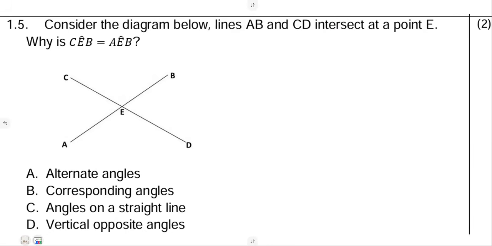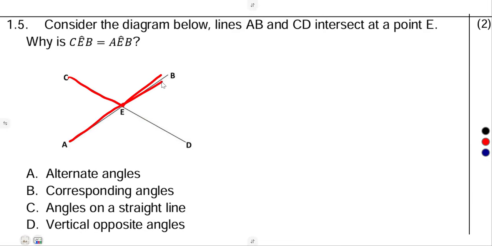Consider the diagram below. Lines AB and CD, they intersect at E. All right, these two lines, they intersect at E. Why is CEB equal to AEB?